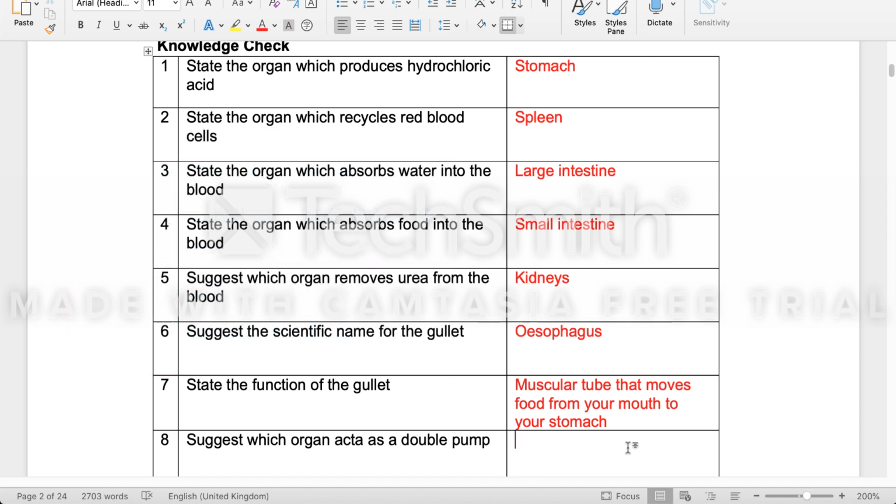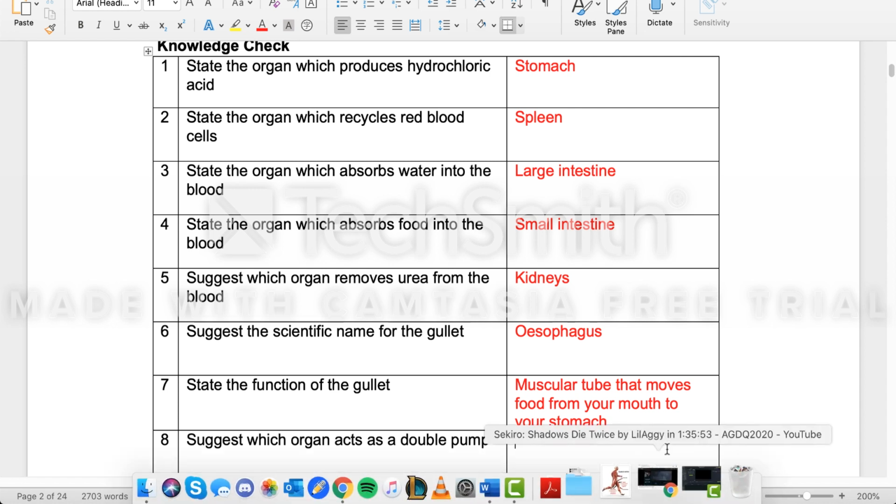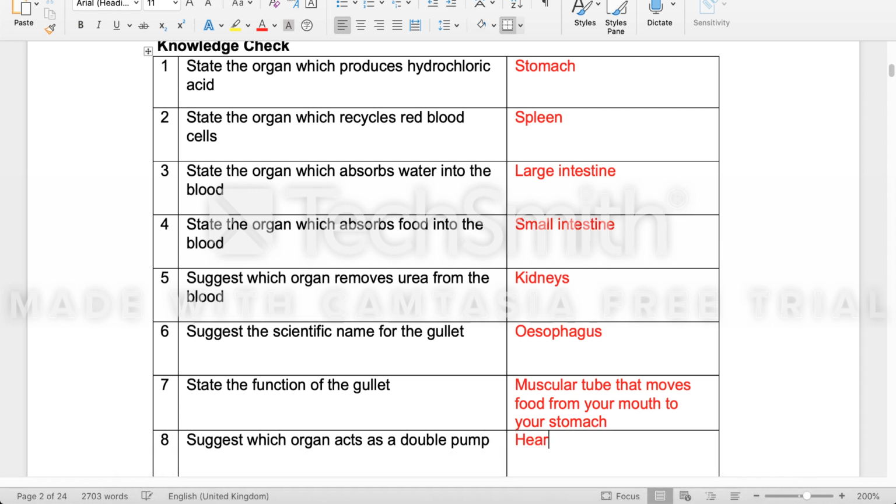Number 8, suggest which organ acts as a double pump. And this one, as you know, is your heart. So there are your do now answers. I always tell you guys to make sure you have the correct answer so that when you're revising, you're not revising incorrect answers.